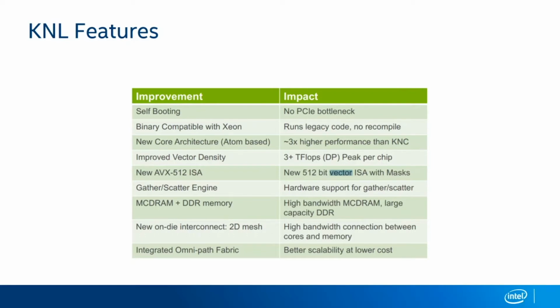It has improved vector density that comes with a new instruction set, which is AVX-512. It has a scatter gather engine, which helps with indirect memory accesses, both loads and stores. It has a two-tier memory layout in the sense that we have MCDRAM and DDR memory accessible on the node itself. We have a built-in OmniPath NIC controller, and the cores are connected through a 2D mesh topology, which again is compared to KNC, which had a ring topology.